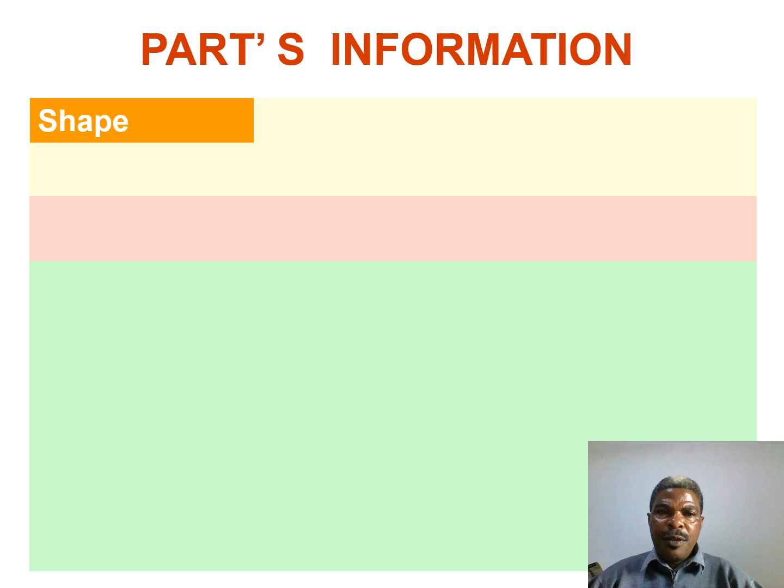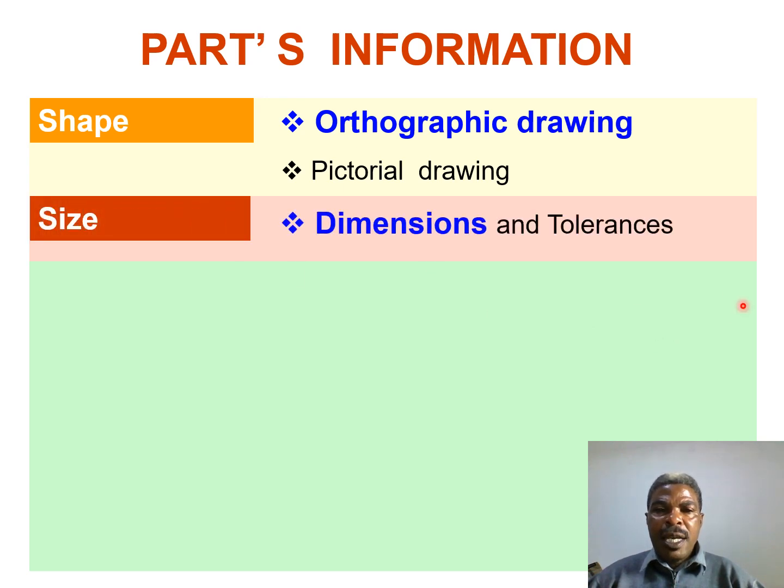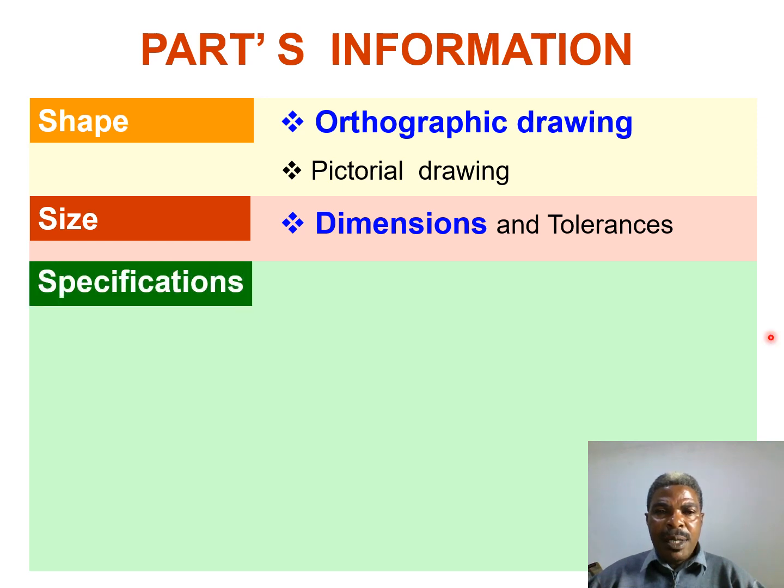So the parts of information regarding the object can be, if you refer to the shape, how are you going to present it? It can be orthographic or pictorial drawing. When you refer to the size, you have to indicate the dimensions and tolerance required for the part. What tolerance, if at all, is plus or minus, should be indicated when you are referring to the size of the part of a machine.